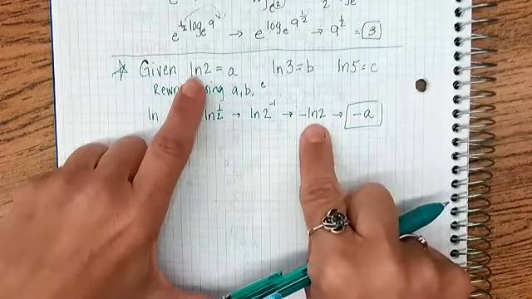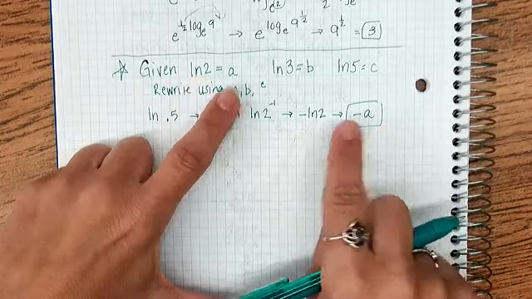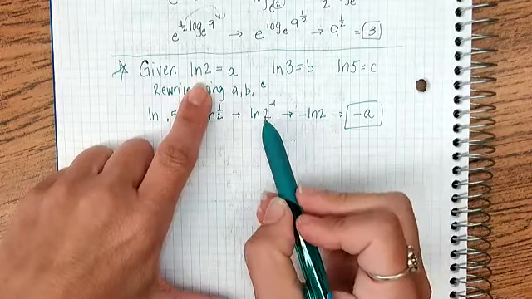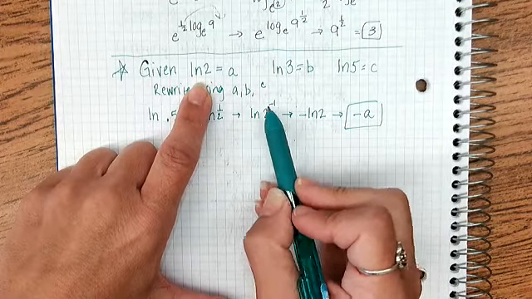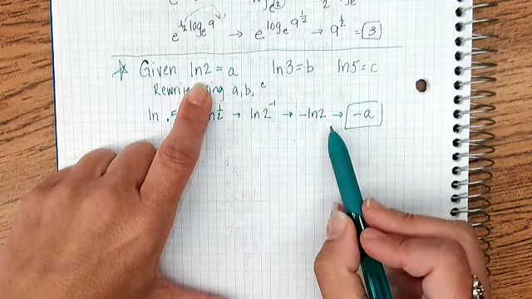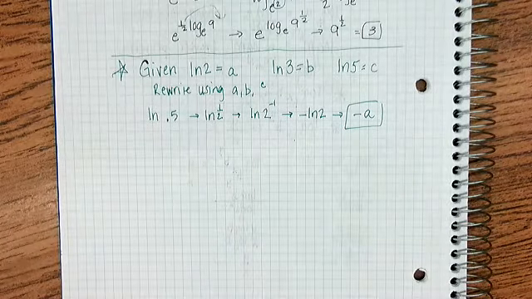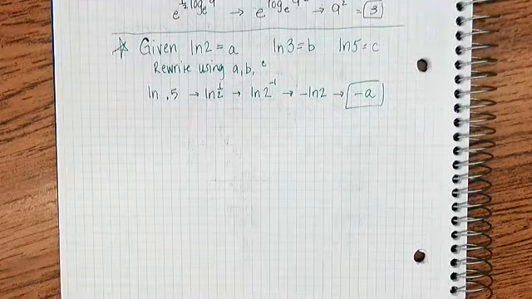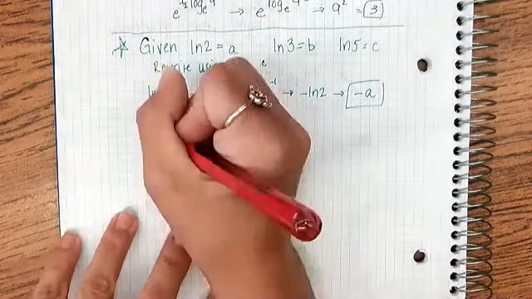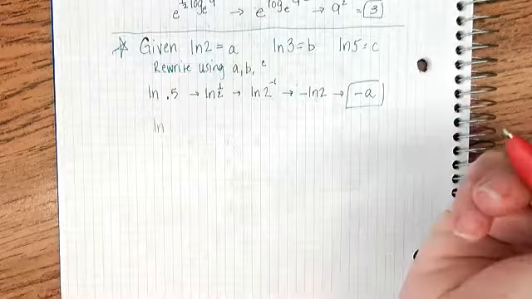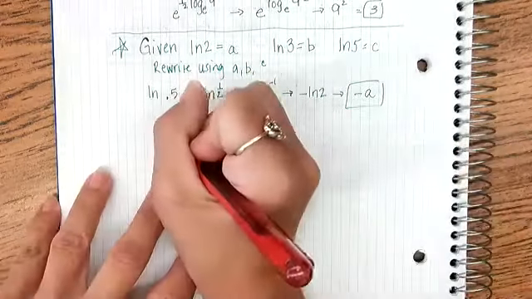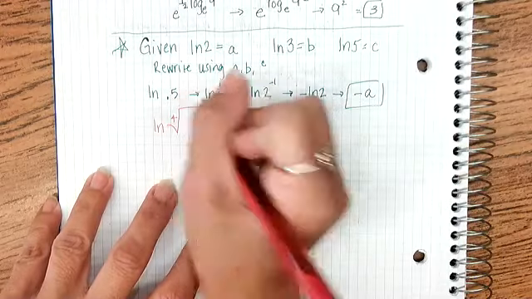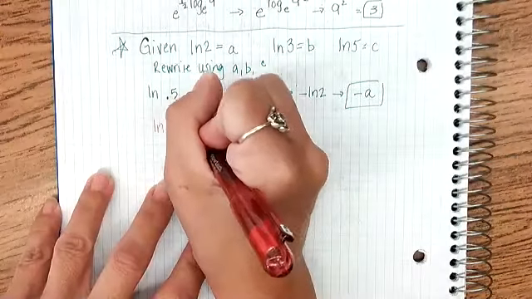I took out the natural log of 2 and I put in a. You can't do it here because there is still an exponent attached to the 2. You have not isolated the natural log of 2. Here, you have isolated the natural log of 2. Let's look at the natural log of the 4th root of 2/15.